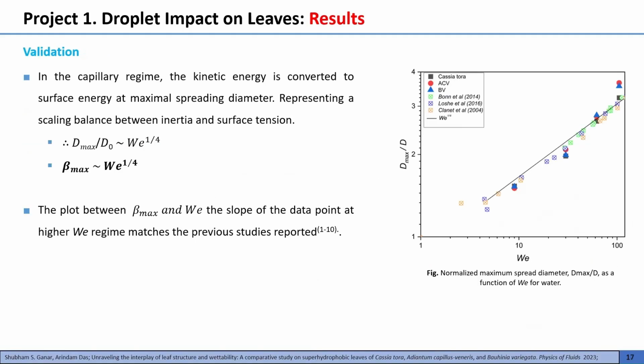We plotted the graph of Dmax to the D and compared it with the relevant previous studies. It has been found that it follows and matches the regime of Weber number to the power of 1/4, that is 0.25, as you can see in this figure.